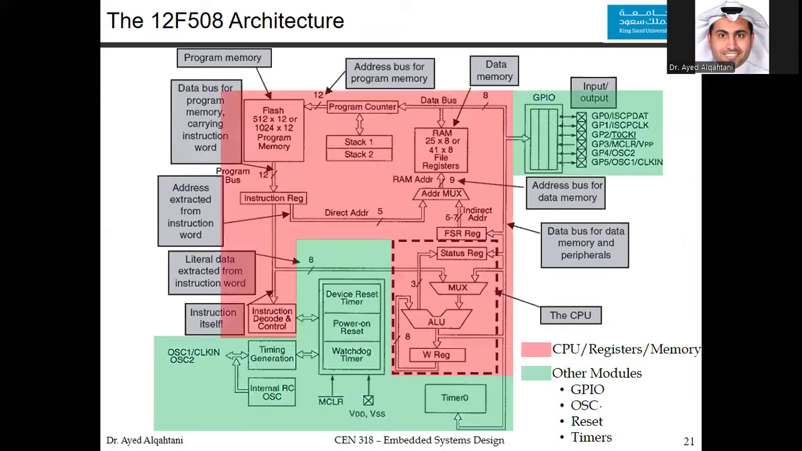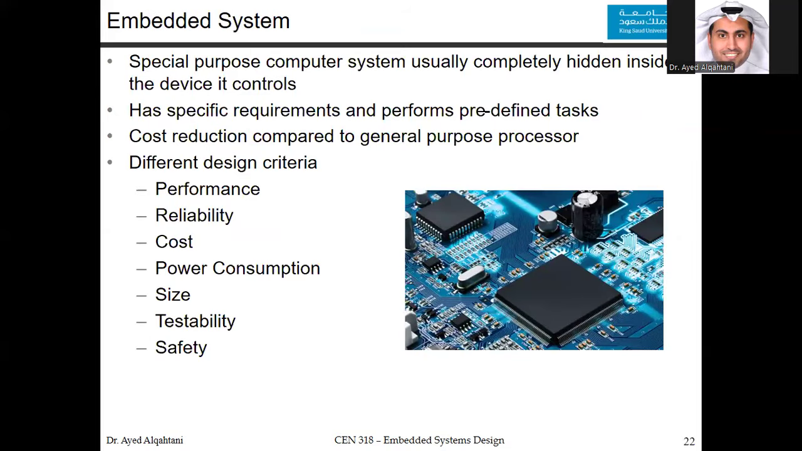Now let's talk about the embedded system. What do we mean by an embedded system or embedded systems? They are special purpose computer systems, usually completely hidden inside the device that they control. So usually they are a board, and within this board you have a microcontroller, and it is hidden inside the system. You cannot see it from the outside. It has a specific requirement and performs predefined tasks. So now we know any embedded system, whatever the application that you have, should have a microcontroller within the embedded system that's usually part of the bigger board or PC.